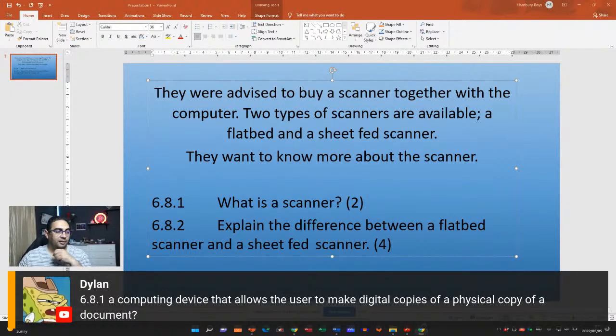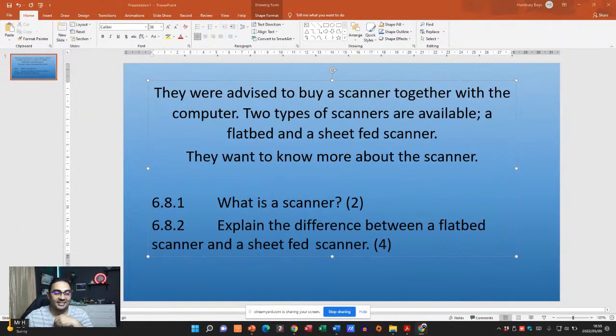Okay, Dylan jumping in there. First of all, a computing device that allows the user to make digital copies of a physical copy of a document. Okay, you're just missing one thing. Just one. Everything is fine except one. But you are definitely on the right track.